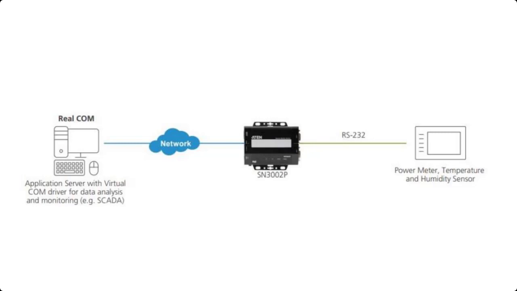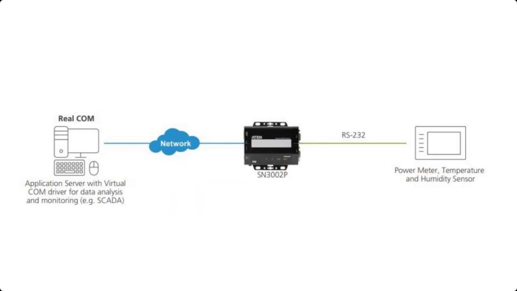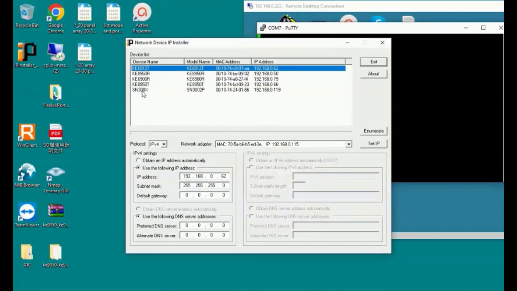How to configure Real-Com mode? The following procedures use SN3002P as an example. 1. Using a UL modem cable, connect the SN serial port 1 to a serial device. 2. Using an Ethernet cable, connect the SN's LAN port to your local network. 3. On a host PC, use the IP Installer utility to discover the IP address of the SN3002P.